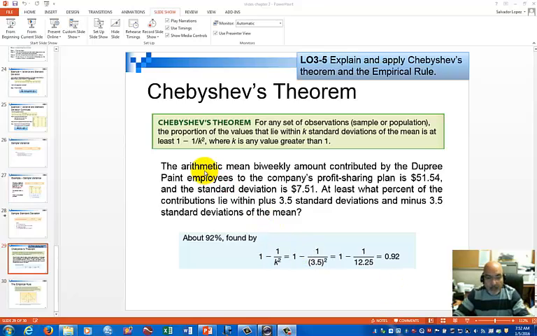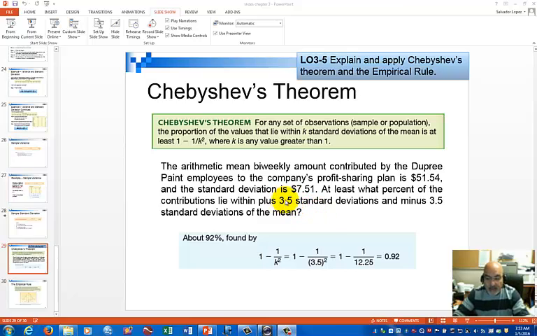For example, the average or arithmetic mean biweekly amount contributed by the Dupree Paint employees to the company's profit sharing plan is $51.54, and the standard deviation is $7.51. At least what percent of the contributions lie within plus 3.5 standard deviations and minus 3.5 standard deviations of the mean? This number here, 3.5, could have been any number greater than 1: 1.2, 1.3, 1.7, 1.8, 2.1, etc.